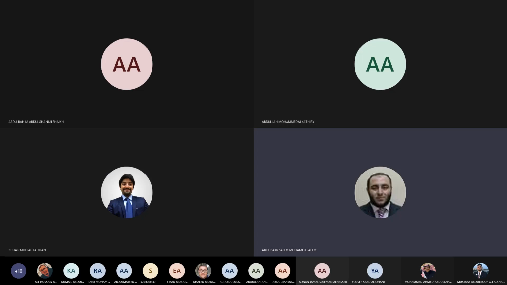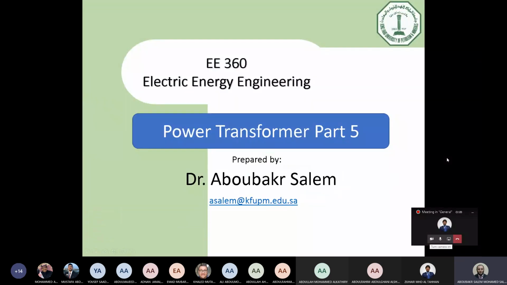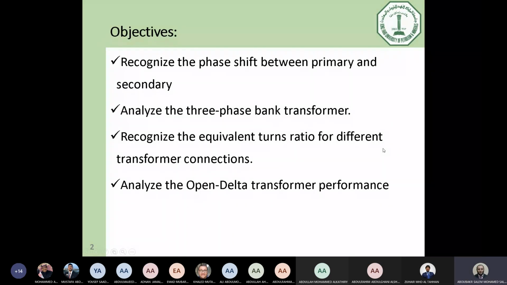So today we will continue the three-phase transformer topics. The objectives of today's class are to recognize the phase shift between primary and secondary of different connections of three-phase transformer, analyze the three-phase bank transformer, recognize the equivalent turns ratio for different transformer connections, and analyze the open delta transformer performance.